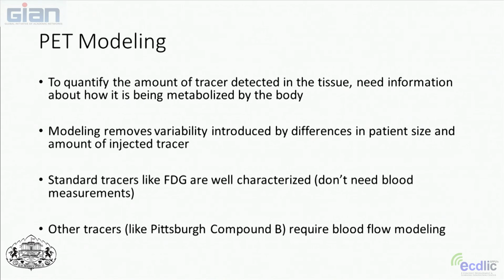Standard tracers like FDG are well characterized, so you don't need to collect blood while the PET scan is being done. But other newer tracers, like the Pittsburgh Compound B, require blood flow modeling. When this tracer was in the newer stages, they actually needed to collect arterial blood from these people as they were getting their PET scans.